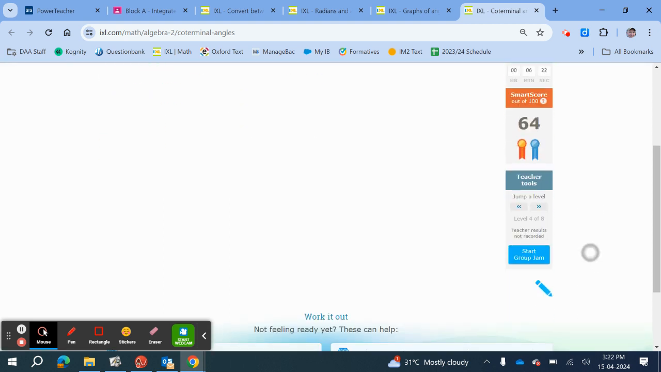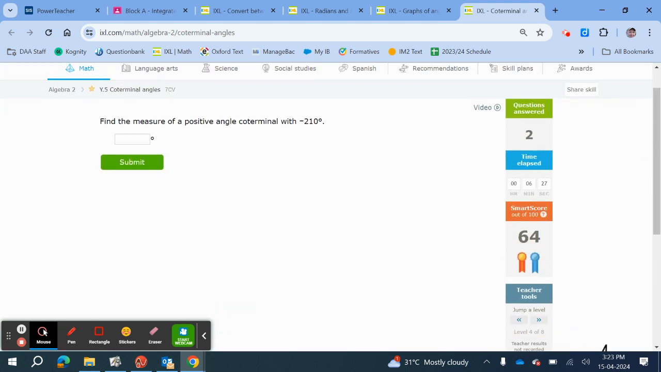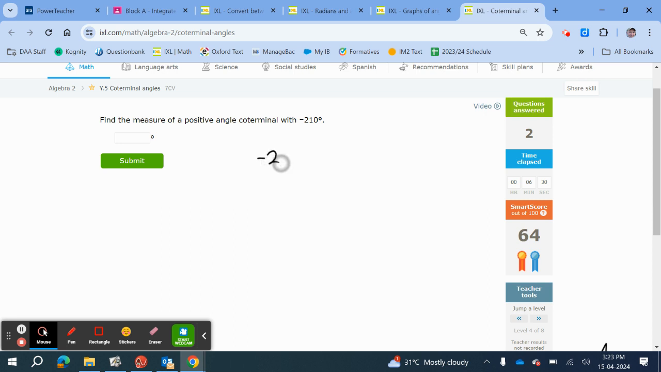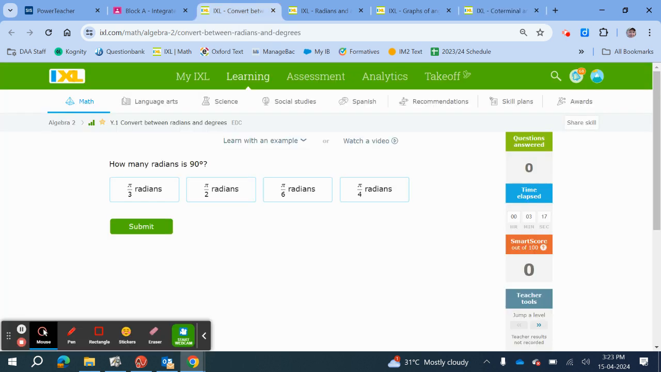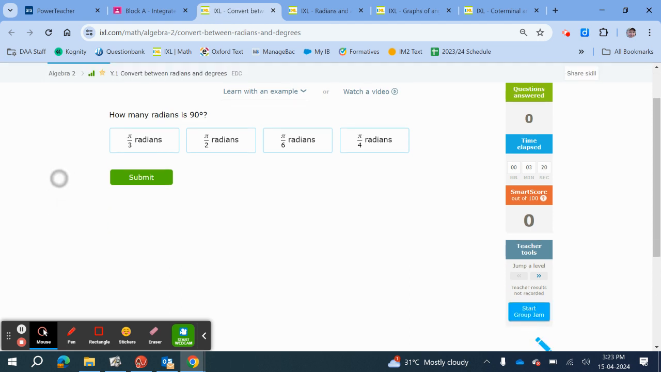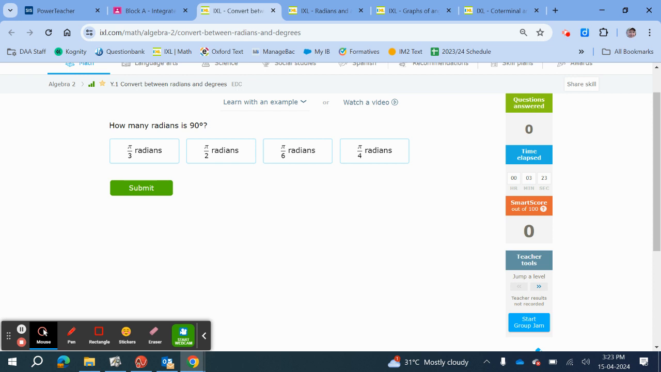So remember, coterminal angles are separated by rotations of 360 degrees. So minus 210 can be brought around by adding 360 to it. That will bring us to 150. Next, convert between radians and degrees. How many radians is 90 degrees? Pi over 2.